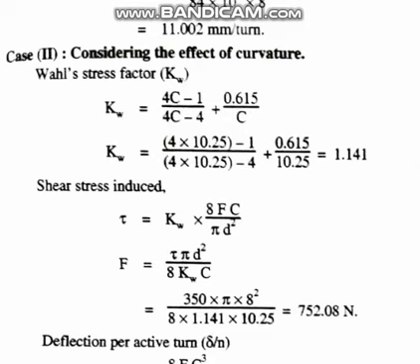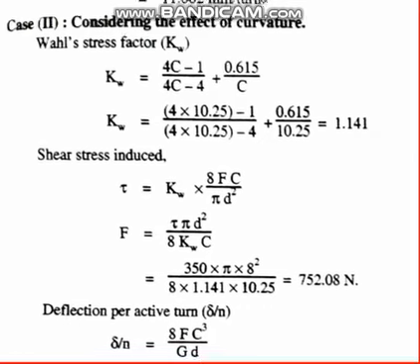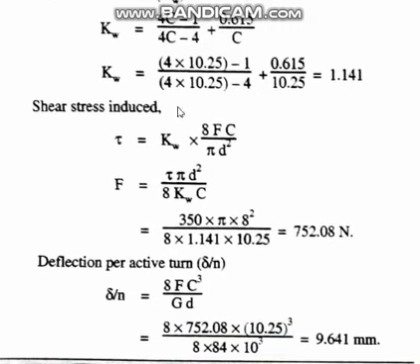752 Newton. When we were not considering the curvature effect, this was coming to around 850 or something. That means because of the curvature effect, a lesser load itself will cause that much damage. That is the meaning. Then the deflection per active turn, delta upon n, is required.